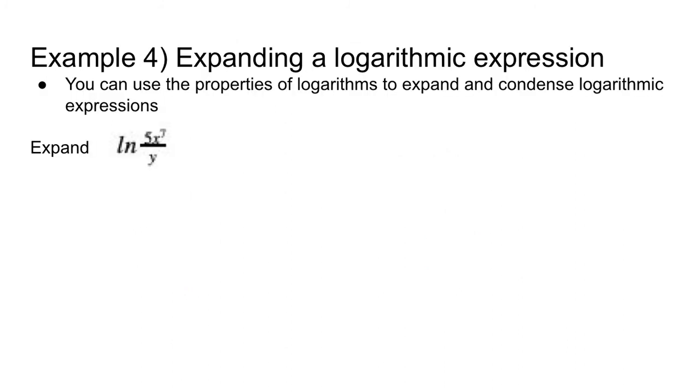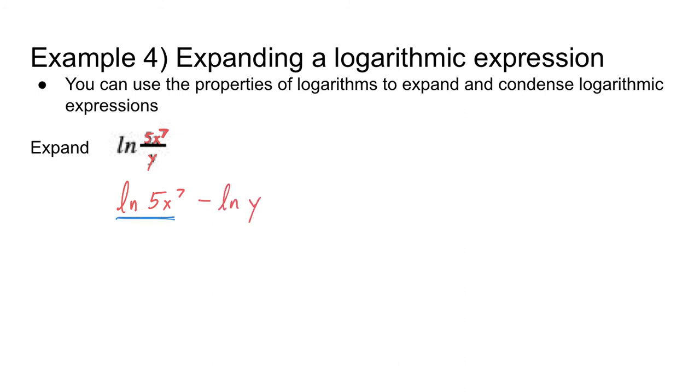Most of the time we see it with algebraic expressions, but my properties don't change. The important thing is to expand it and do it step by step. So I see the quotient rule. By the way, that's a 7 right there. That's the natural log of 5x to the 7th power over y. So I'm going to deal with the quotient or the product rule first. I always do that first. So this will turn into the natural log of 5x to the 7th power minus the natural log of y.